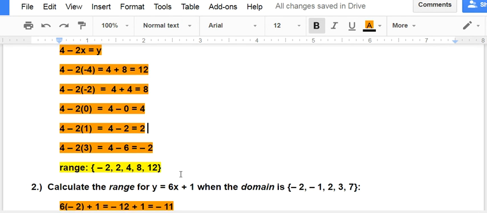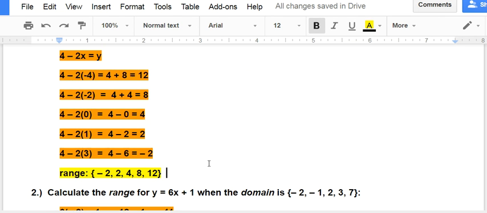Now, notice when I put down my answer, the range, just like the domain, is a set of numbers. So I use the set symbol, right? The set of, and I start with the smallest value. So -2, 2, 4, 8, and 12. And I'm done. All right? So it's nice and neat.